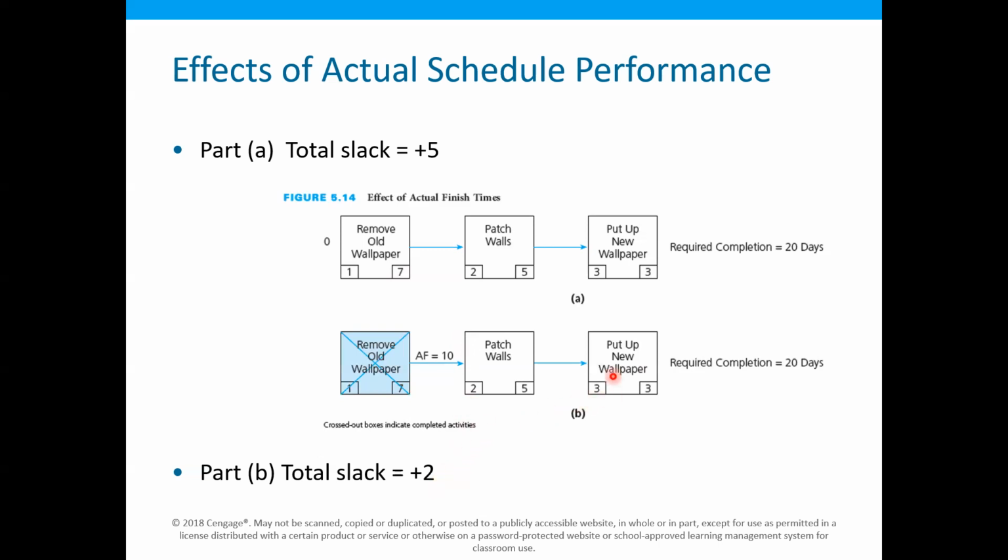Similarly, the slack remaining in this activity will be only 2 days. So if one of the activities uses up some part of the slack, the slack remaining for the succeeding activities will also be reduced. In this case, just because this first activity has used 3 more days, the slack remaining for all the succeeding activities has also reduced to 2 days. That means a reduction in slack by 3 days.